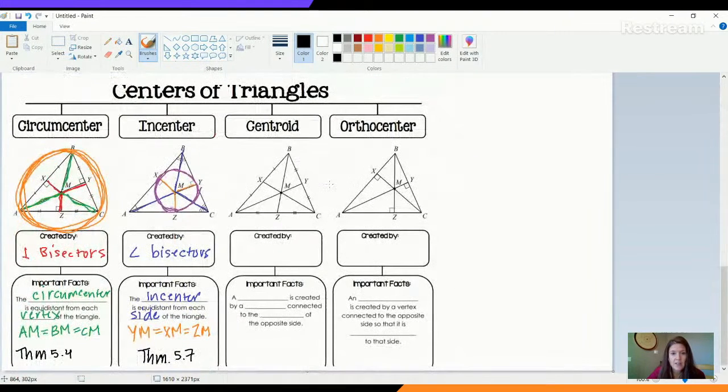So I'm going to scroll down here to our chart that you should be filling in. And the centroid is created by medians. Right? A median is created by a blank connected to the blank of the opposite side. So it would be a vertex connected to the midpoint of the opposite side. So if I wanted to add some notes down here, I would say, okay, that is theorem 5.8.